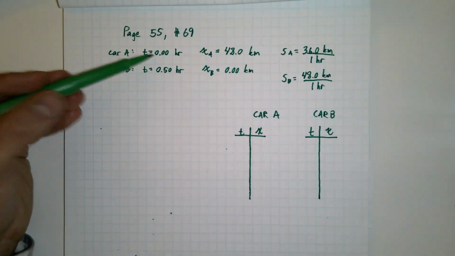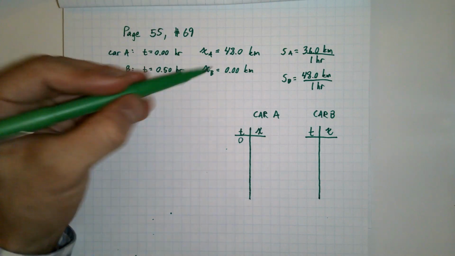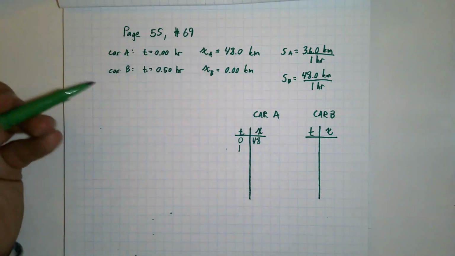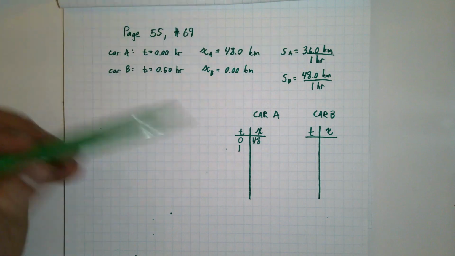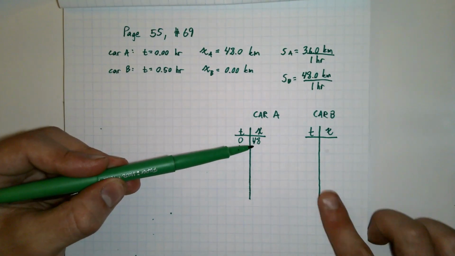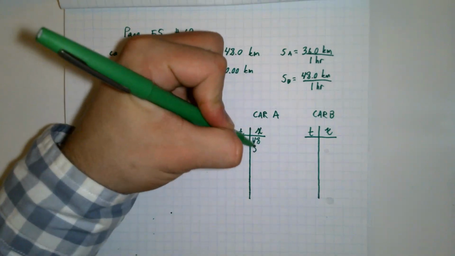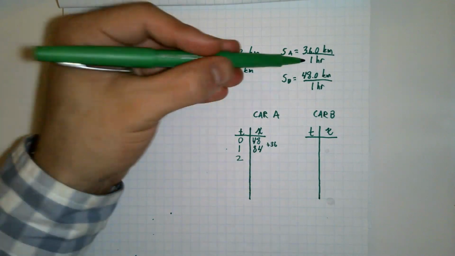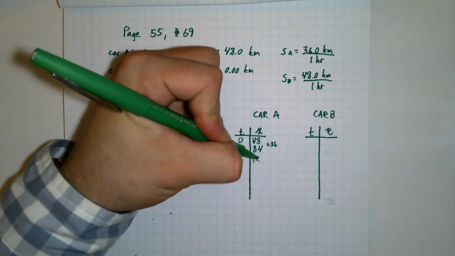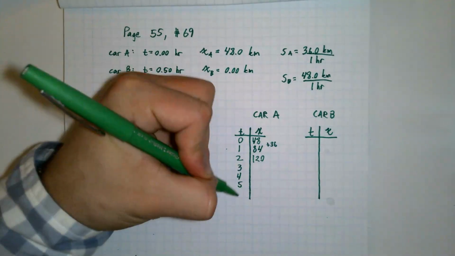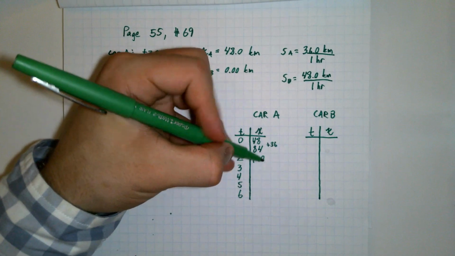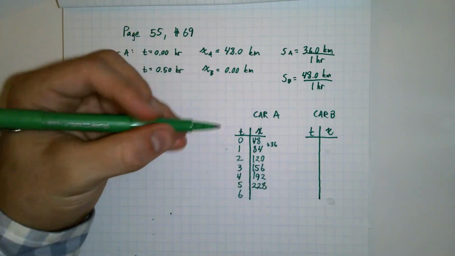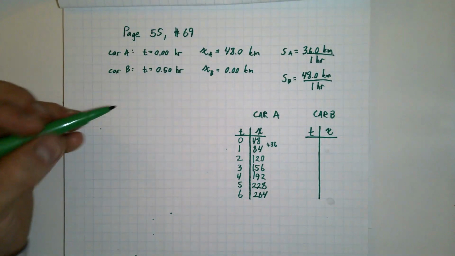For car A, it'd be easy for us to start at time 0, because we know at time 0 he starts at a position of 48 kilometers. After 1 hour, he travels another 36 kilometers from his initial 48, and so he ends up at 84 kilometers. After 2 hours, we add another 36, right? Here all we did was add 36 because of his speed. We see he's at 120, and we continue this pattern. We'll continue it up to 6 hours. We see that 120 plus 36 is 156, then 192, 228, and finally 264 kilometers.